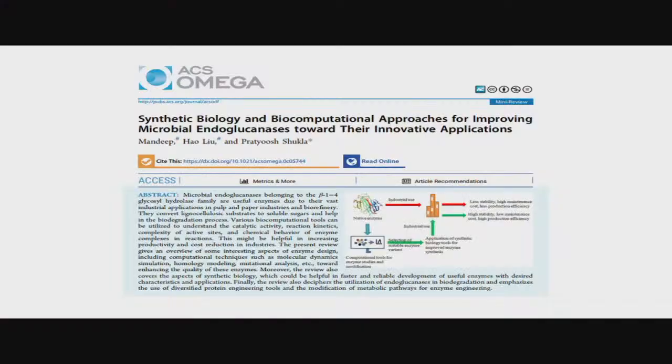Okay, so welcome back after 10 minutes pause. Okay, so this is before we start the future lines and other research. This is also a very good article which gives you information about enzymes which are used in various applications. That is synthetic biology and biocomputational approaches. And the first author of this paper is sitting here. Okay, he is there, Mandeep.